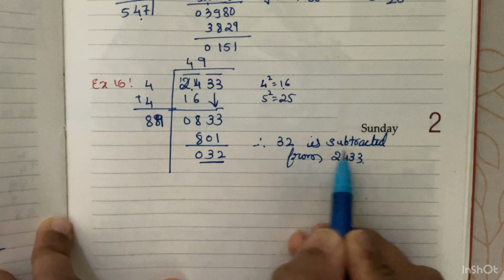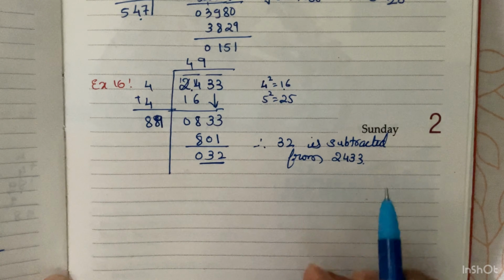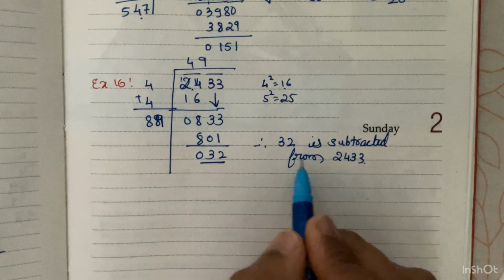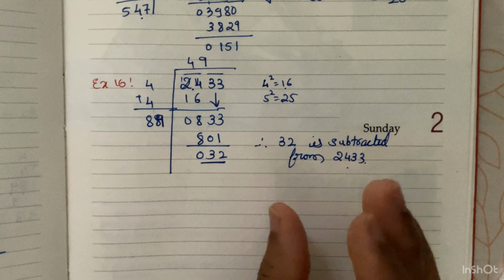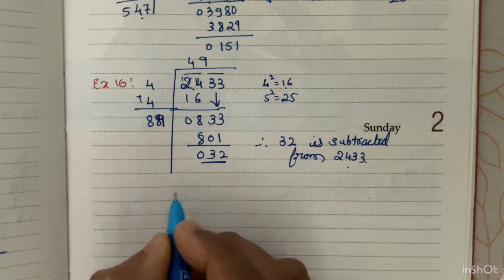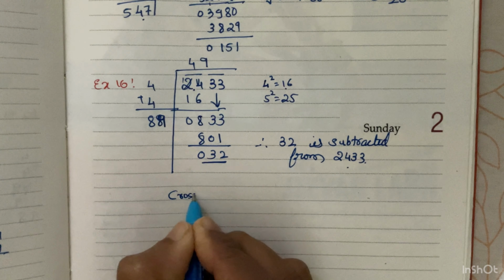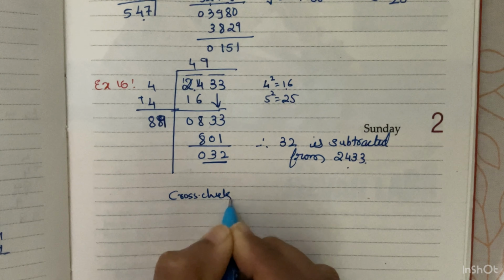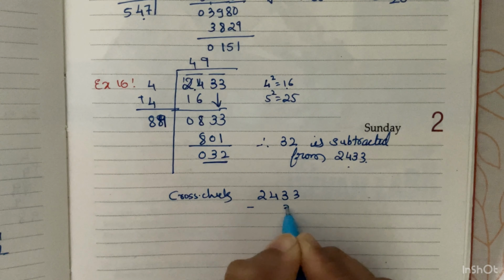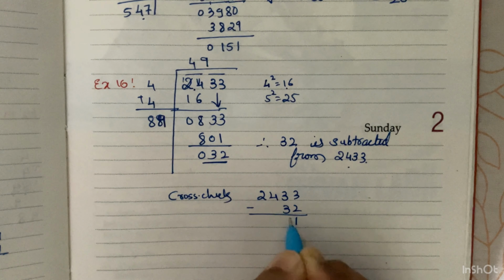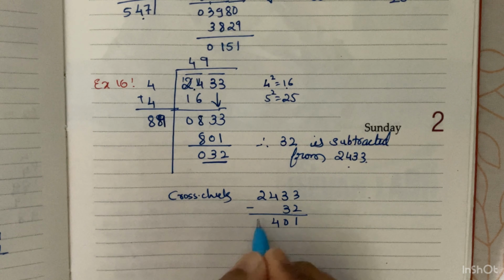Therefore, 32 is subtracted from the 2433. Now, they are saying when we subtract 32 from this number, whatever answer we get, they are telling that it is a perfect square number. So, for that we will do the cross check. Now, let's subtract 2433 minus 32. So, what is left? 3 minus 2 is 1, 0, 4, 2.